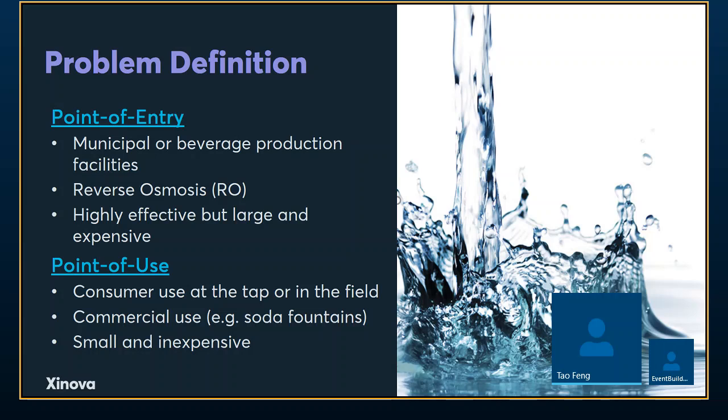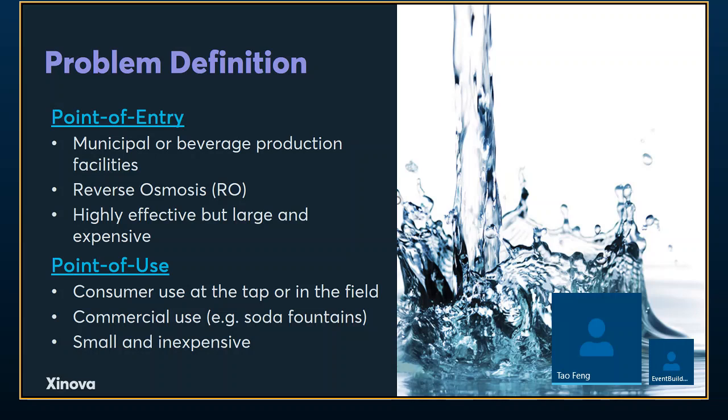The reverse osmosis system is an industry standard because of its effectiveness, but it also has the drawbacks of being very expensive and bulky. It also generates large wastewater streams. On the opposite end of this spectrum is point of use water purification, which is utilized by end consumers, for example, at the tap or in the field. Point of use purification systems are far smaller and less expensive as compared to point of entry purification systems. However, most point of use purification systems only improve a few characteristics of the water.